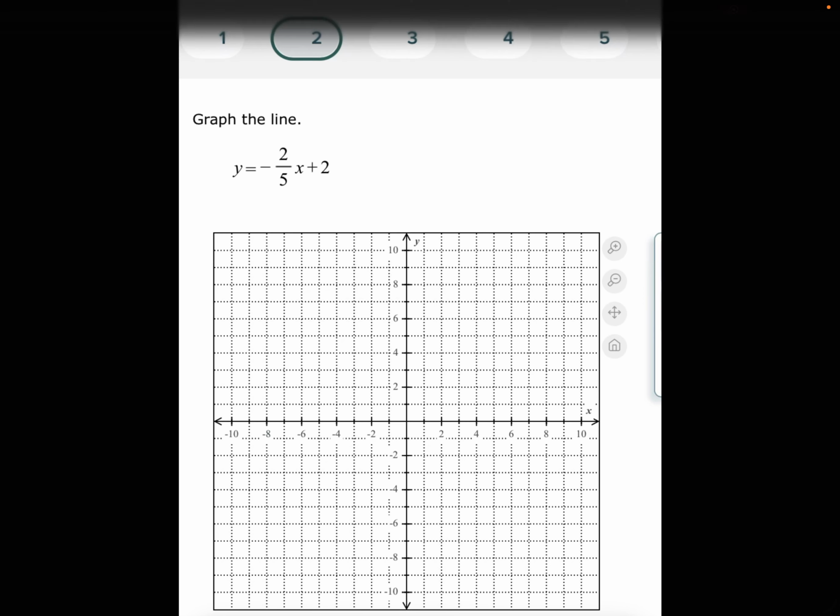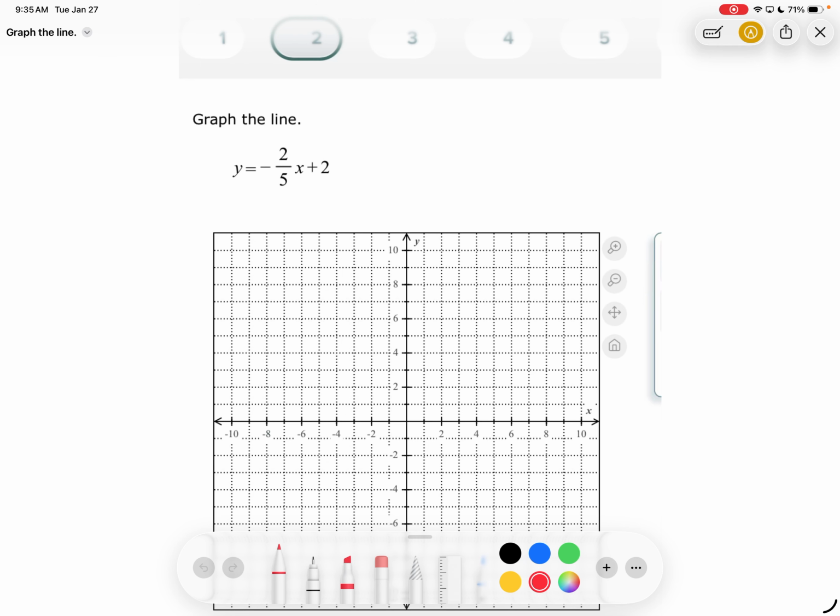I can go back or slow down on any of these or do more examples if we need to. Just let me know. On this one, same thing. It's just a fraction this time. So my slope is -2 over 5. So this would be down 2 to the right 5. And my y-intercept here is 2.